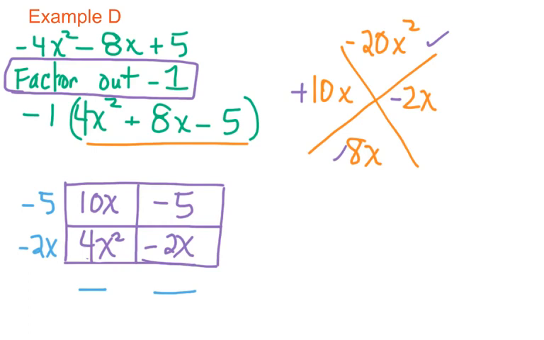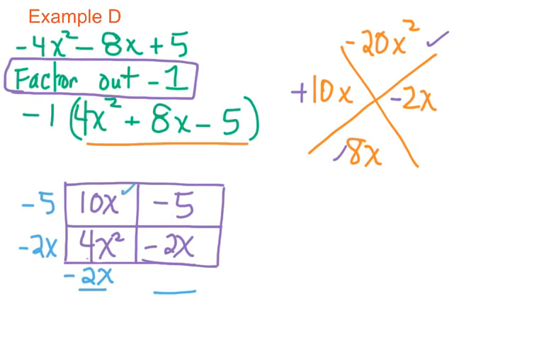And what do I multiply negative 2x by to get to positive 2x squared? And that is negative 2x. And I can verify it up on top. Negative 2x times negative 5. Yeah, that comes out to be 10x.